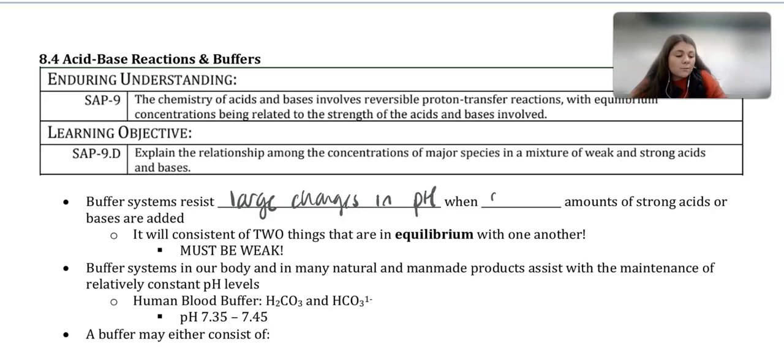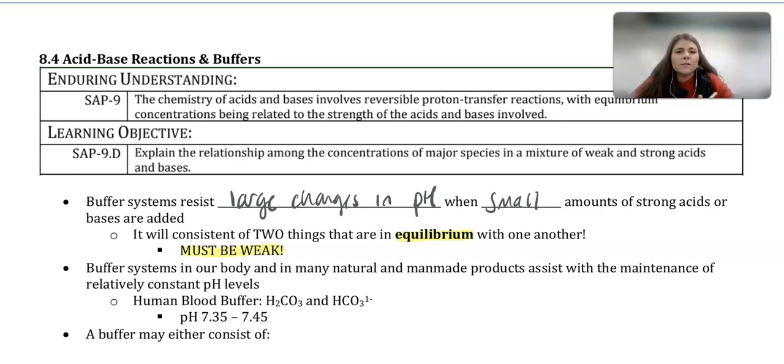This is when small amounts of strong acid or base are added. It will consist of two things that are in equilibrium with one another. A buffer system is going to be weak stuff, and it's going to be two of them in equilibrium, because equilibrium means that you have reactants and products coexisting in that solution.